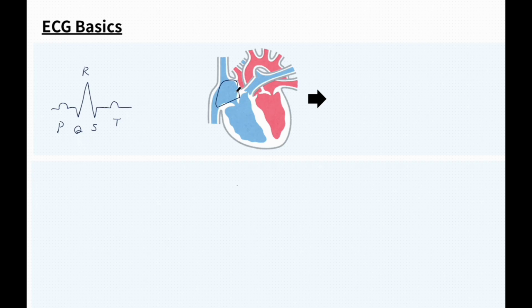This is the right atrium, right ventricle. This is the left atrium and left ventricle. Here is the sinoatrial node, and here is the atrioventricular node. Electrical signals start from the sinoatrial node, spread through the atria, pass through the atrioventricular node, and then propagate into the ventricle through the conduction system.